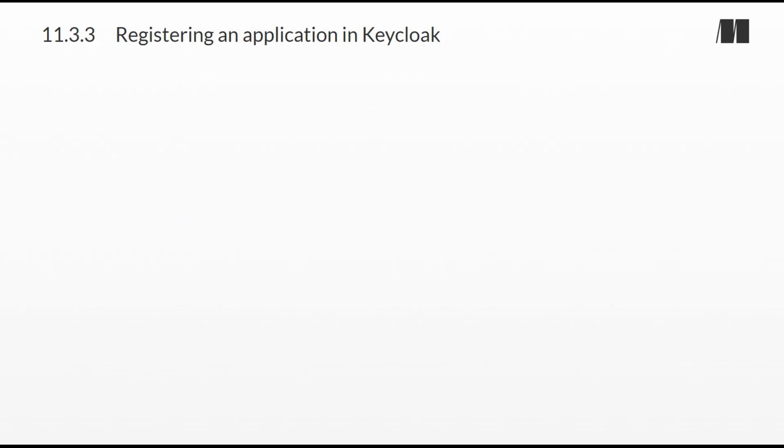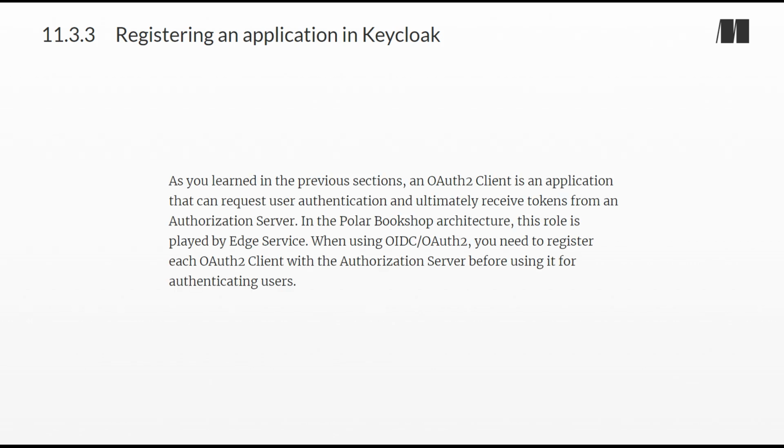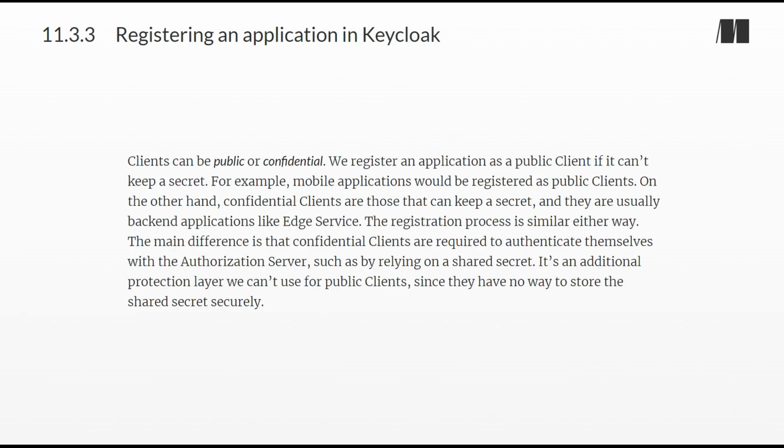Section 11.3.3. Registering an application in Keycloak. As you learned in the previous sections, an OAuth 2 client is an application that can request user authentication and ultimately receive tokens from an authorization server. In the Polar Bookshop architecture, this role is played by Edge Service. When using OIDC/OAuth 2, you need to register each OAuth 2 client with the authorization server before using it for authenticating users. Clients can be public or confidential.